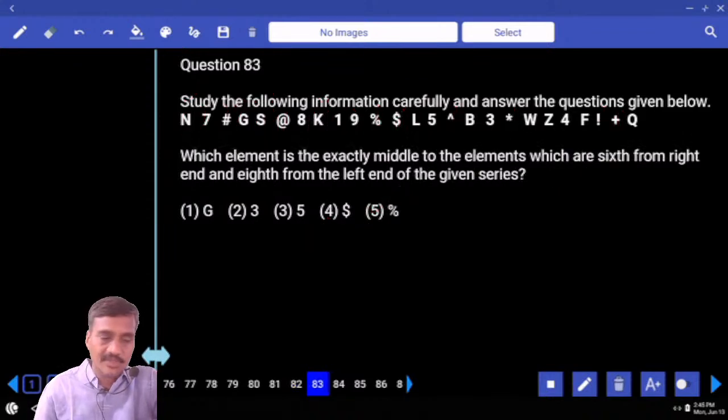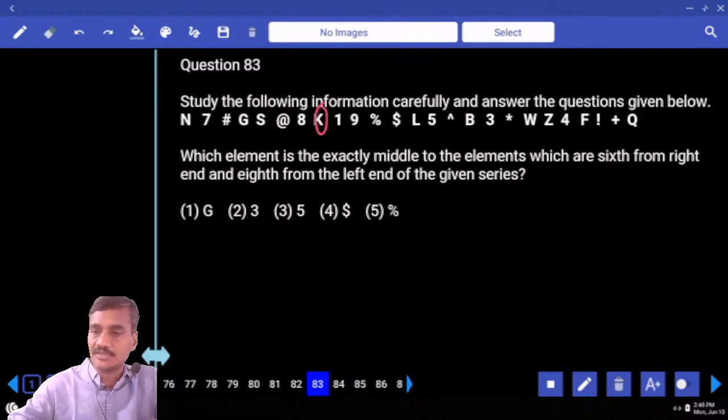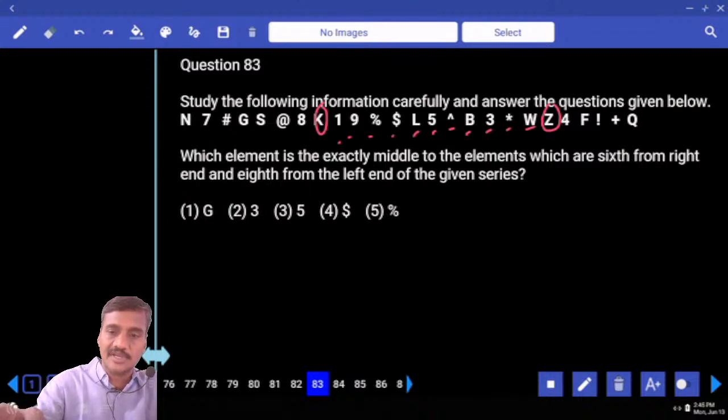Then 83: which element is exactly in the middle of the elements which are 6th from the right and 8th from the left? 8th from the left is K. 6th from the right is Z. Now the element that is exactly in between: 1, 2, 3, 4, 5, 6, 7, 8, 9, 10, 11. 11 means the 6th element. The 6th element we have is 5, that is choice 3, question number 83.